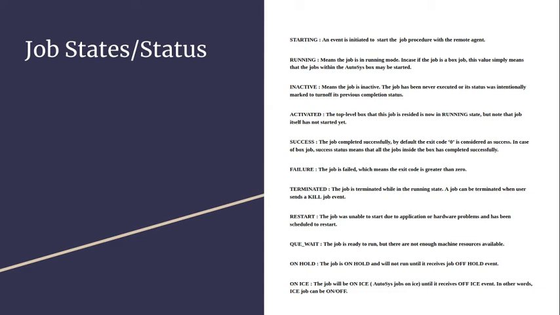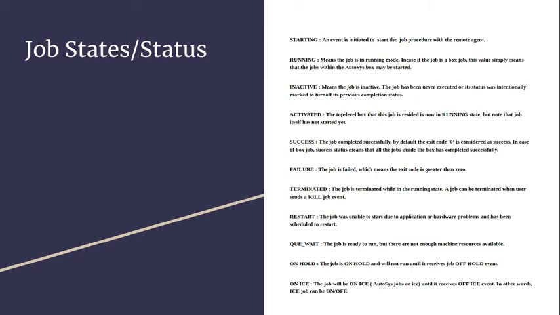The next state is failure. The job has failed, which means the exit code is greater than 0. Guys, it is an important point here. The exit code for the success condition is 0, and the exit code for the failure condition is greater than 0. The next state is the terminated state.